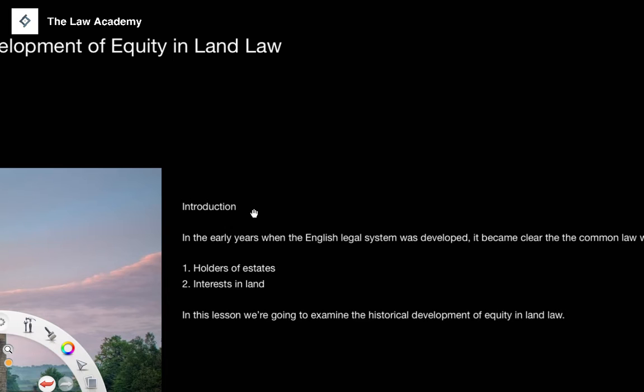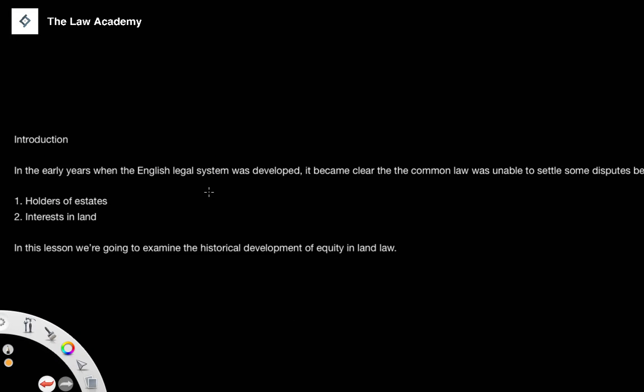So as we've already mentioned, in the early years of the English legal system, as it developed, it became clear that in some cases the common law was unable to settle disputes.